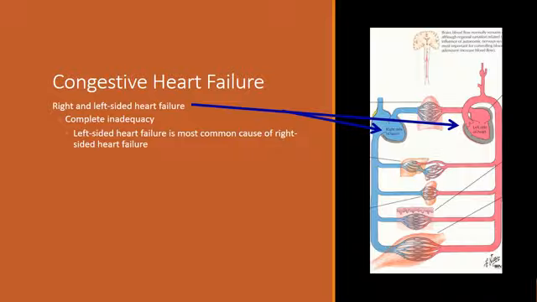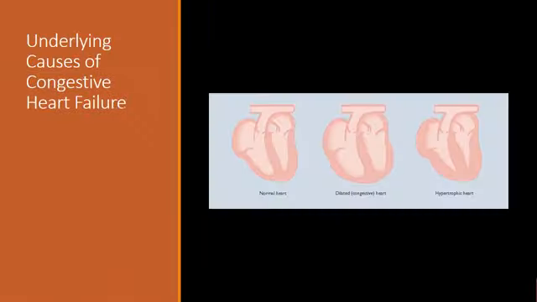So essentially, the left side fails first. We start to get backing up or pooling of blood into the pulmonary system, and then that increases the pressure on the right side of the heart, and then eventually the right side of the heart can't compensate, and so then we get right-sided heart failure as well.